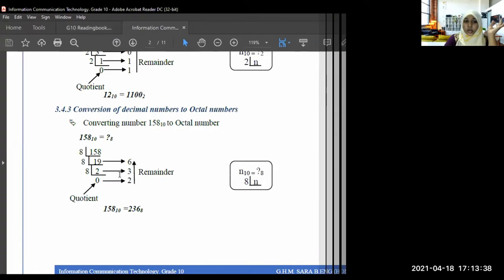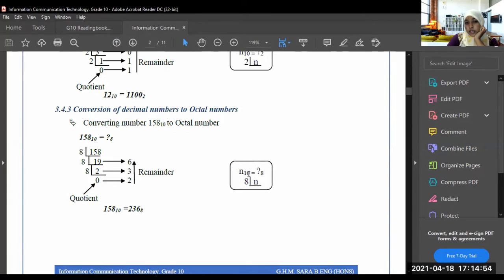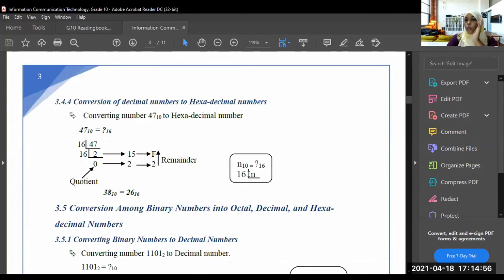So here, if you want to divide, it is very easy, right? Whatever the decimal number, if you want to convert it into base 2, base 8 or base 16, what you should do is divide the decimal number by the base: 2, 8 or 16. It is easy. Keep it in your mind.